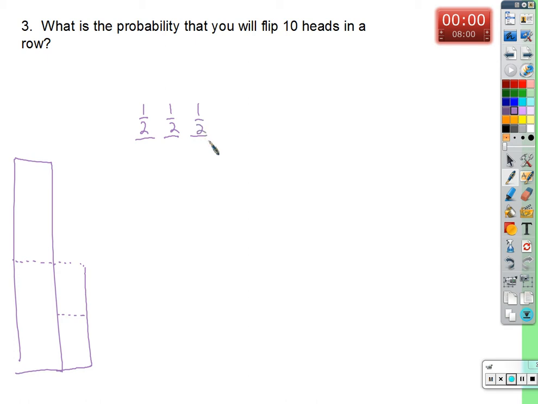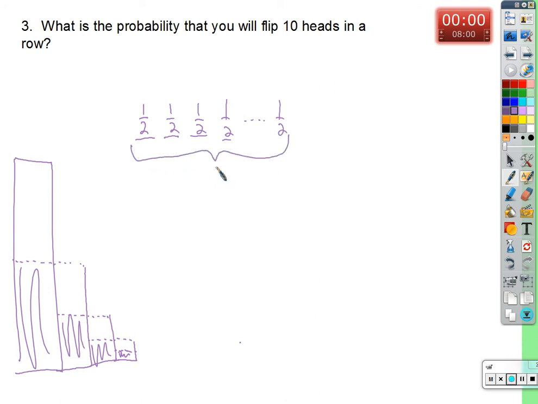If we go a third time, half of that time, you will get a heads for a third time. And half of that time, we'll get heads again. So we're just getting half of a half of a half of a half. How many times are we going to do this? 10 times. If I don't want to type half into my calculator a bunch of times, there's a fast way to do this.